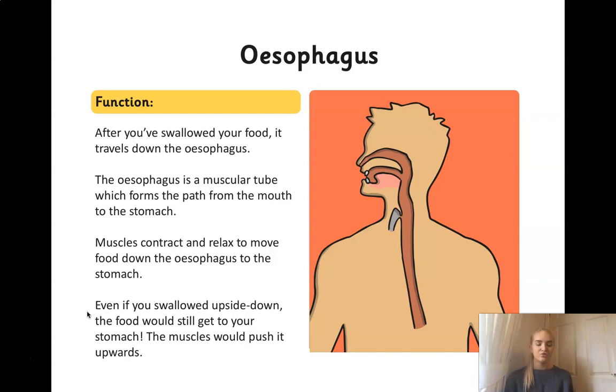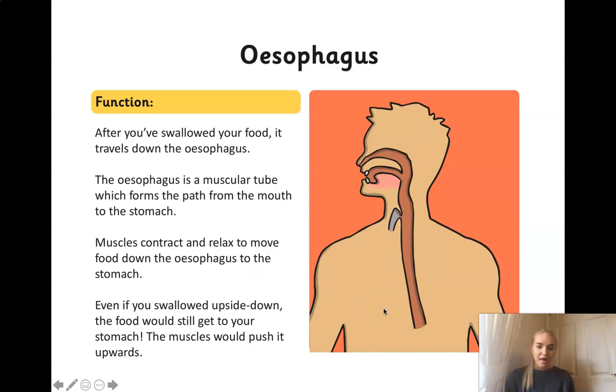Now, food doesn't just roll down the esophagus. It actually has muscles in your esophagus which contract and relax to move the food down really gently and really, not slowly because it's quite a fast process, but it does it in a really controlled way. So if you think when you're breathing, you breathe in and you breathe out. That's what happens with the muscles in the esophagus. They contract and they relax, and as they do this, your food slowly moves down this pipe here.